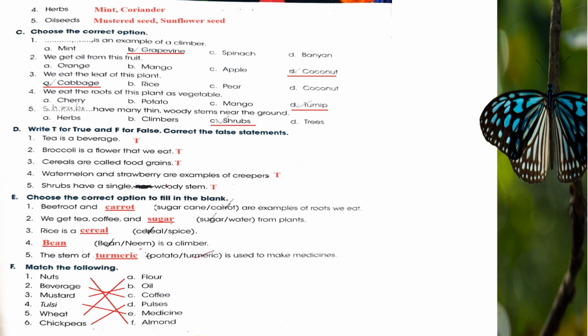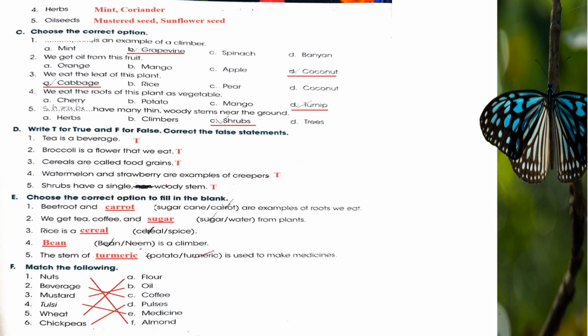Next, write T for true and F for false and correct the false statement. First, tea is a beverage. It's a true statement. Second, broccoli is a flower that we eat. It's true. Third, cereals are called food grains. It's true. Fourth, watermelon and strawberry are examples of creepers. It's a true statement. Fifth, shrubs have a single woody stem.